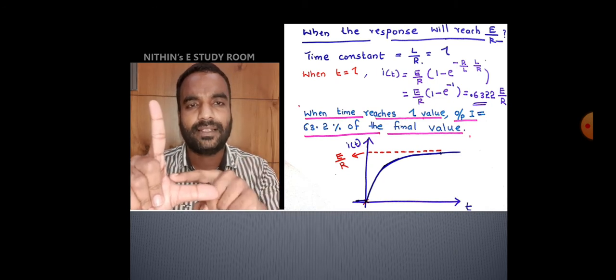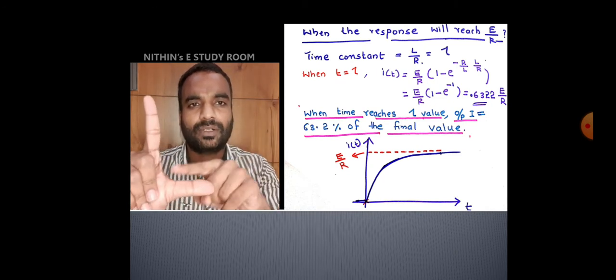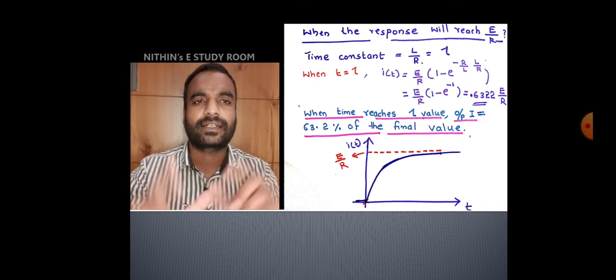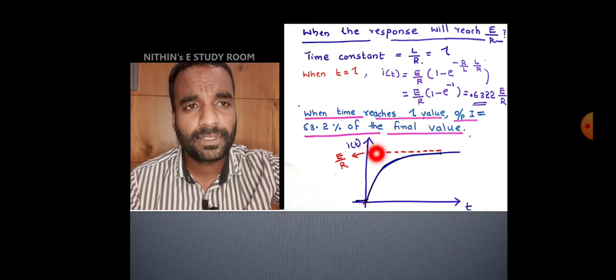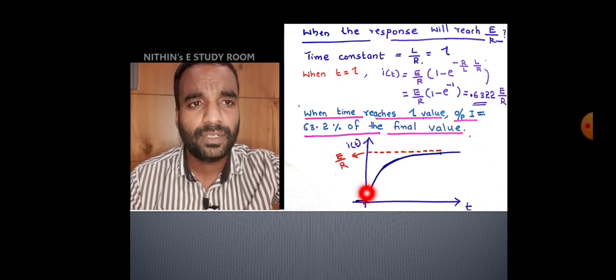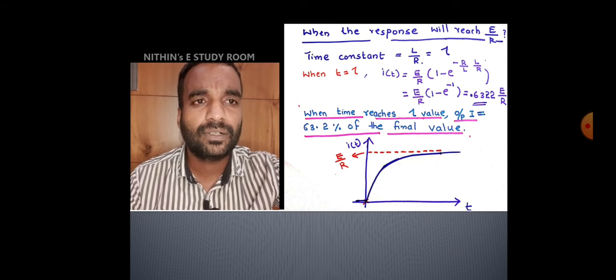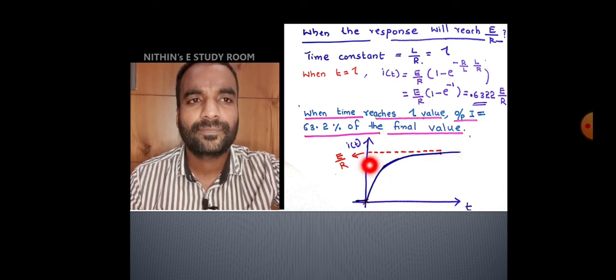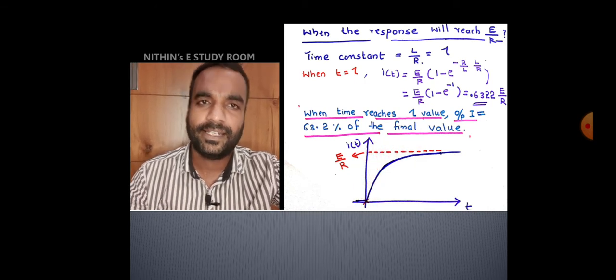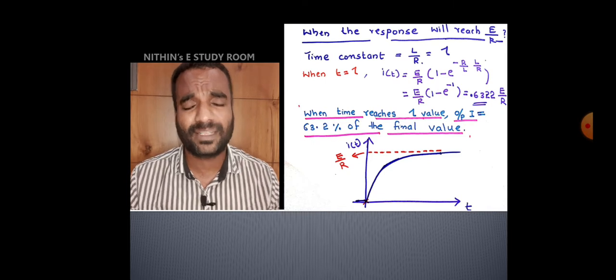It can travel like this, or like this, or like this. The current wave can travel in many ways. You can see here, this is E by R, the final value, and this is the time 0 instant. It can travel like this, or it can travel like this, or like this also. Anyhow, it has to reach the final value at some time.